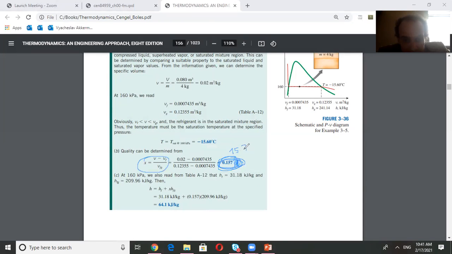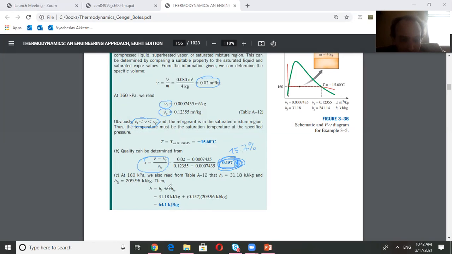So your quality is like 15.7%. It's okay. The key point is that this quality is not larger than 1 or less than 0. And to make sure, you should understand that the V that you calculated here should be in between these two. If occasionally it's not in between, something is wrong. You should have this relation, right? So I find my quality. And when I found my quality, I can find anything else.